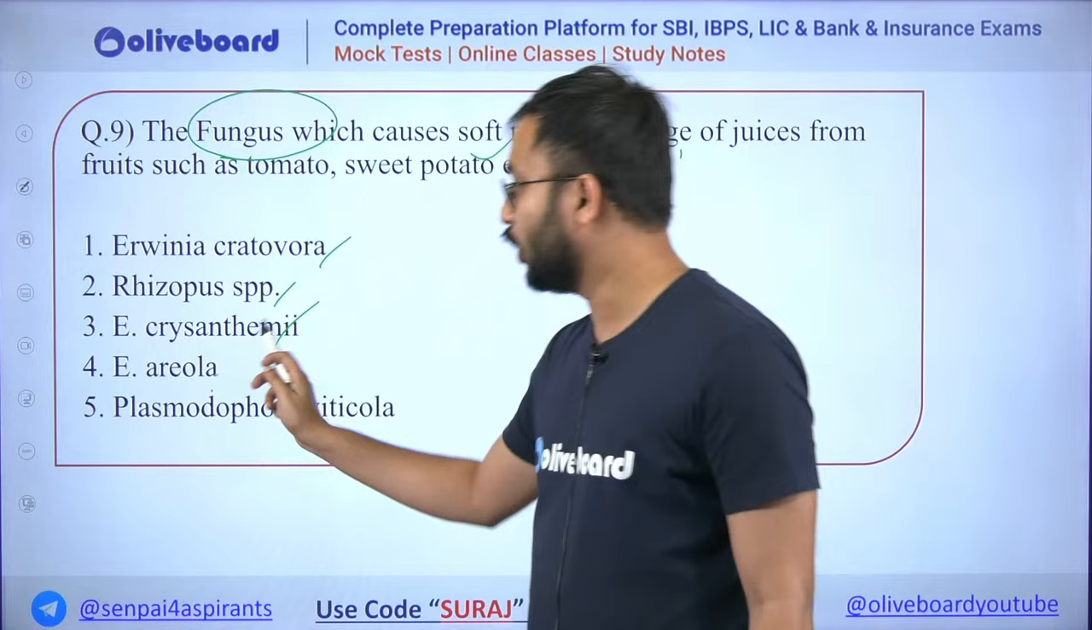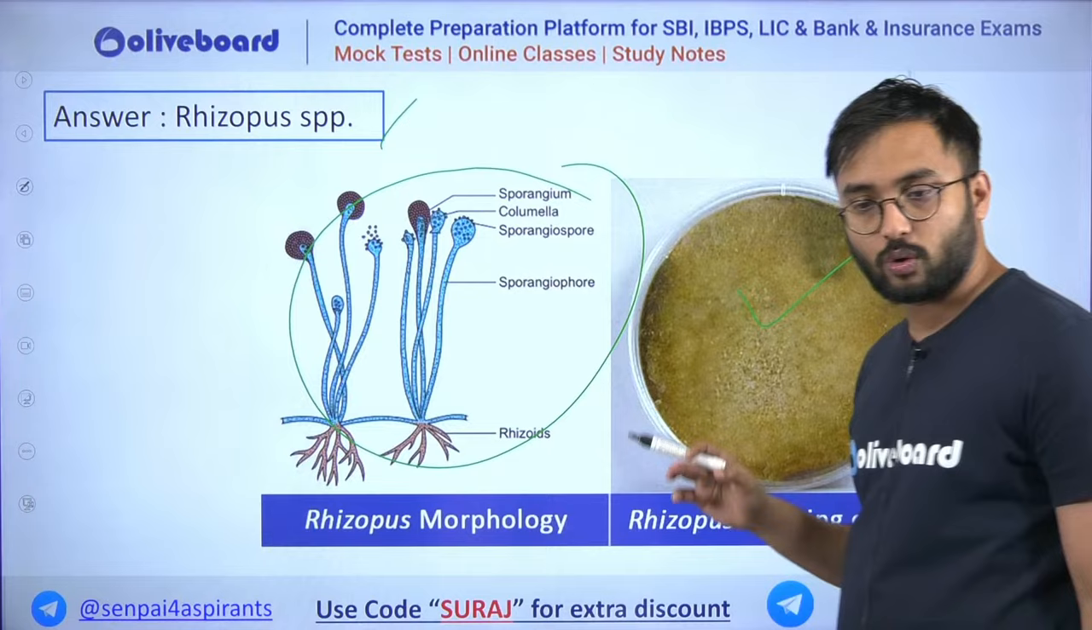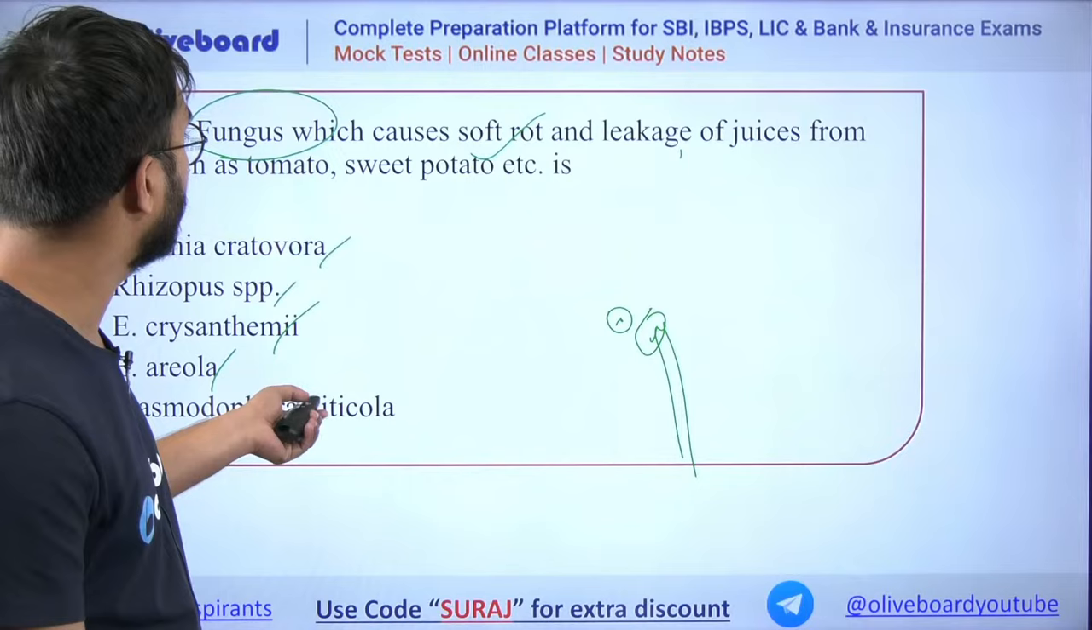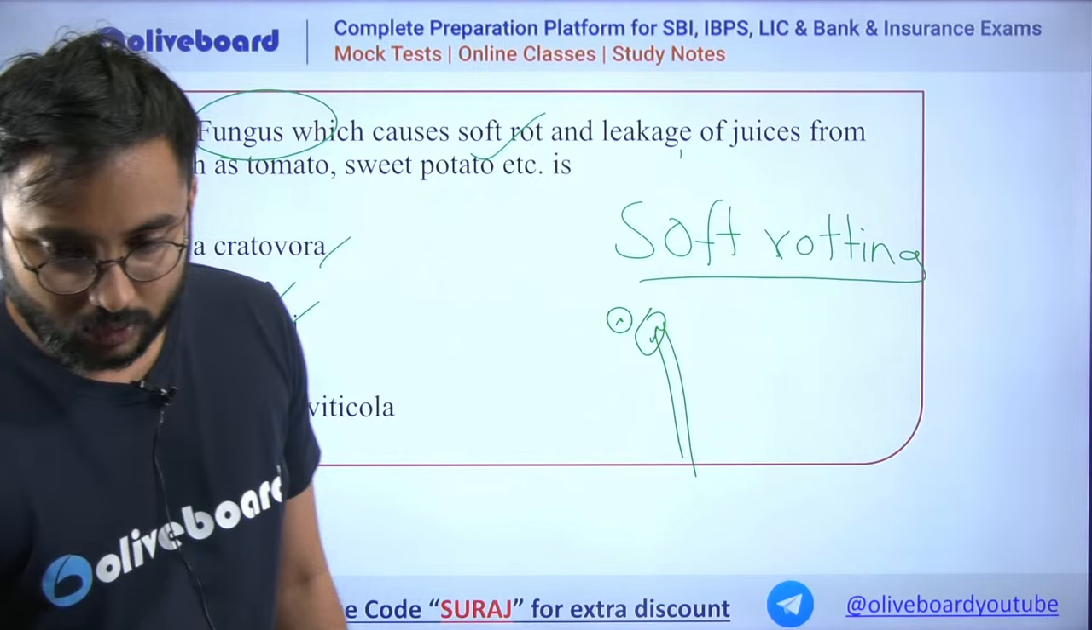And the answer here is Rhizopus. This is the Rhizopus which we are talking about. Generally, Rhizopus actually causes soft rotting. It is also called soft rotting in vegetables. Soft rotting, mostly in groundnut. Yes, mostly in groundnut.